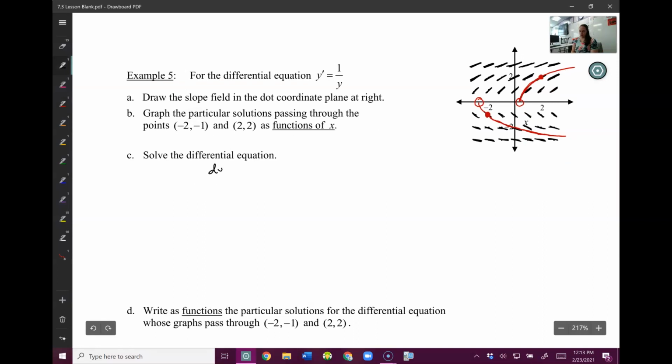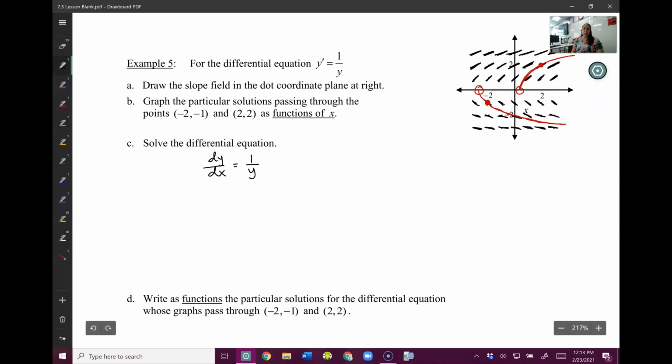Part C. Solve the differential equation. So this is dy dx equals 1 over y. I want you to try this part on your own. We've been doing a lot of differential equations at this point. So pause the video, try to solve this on your own, and then come back to see how you did.